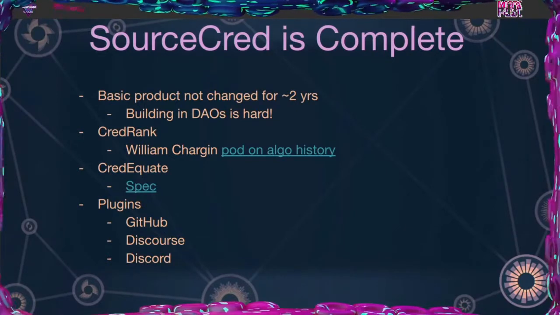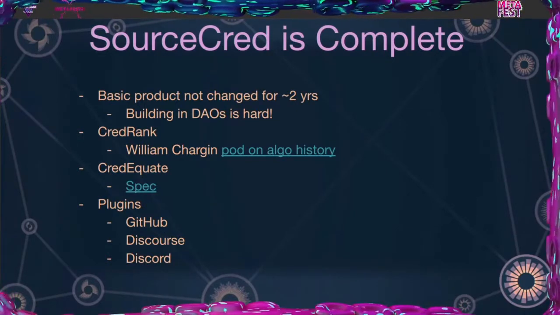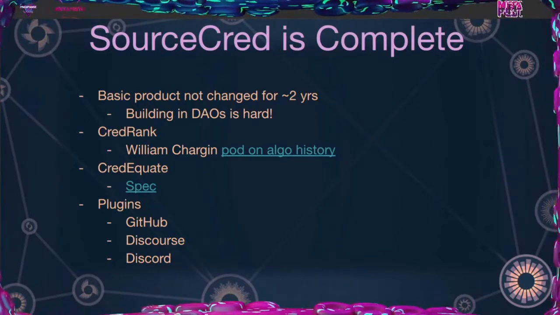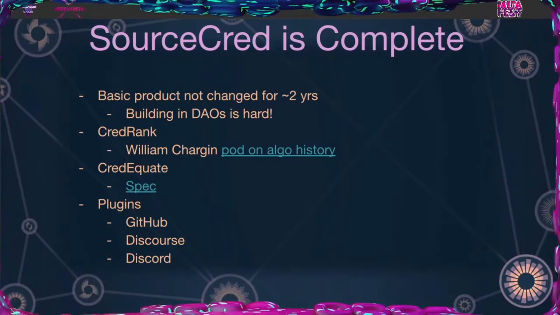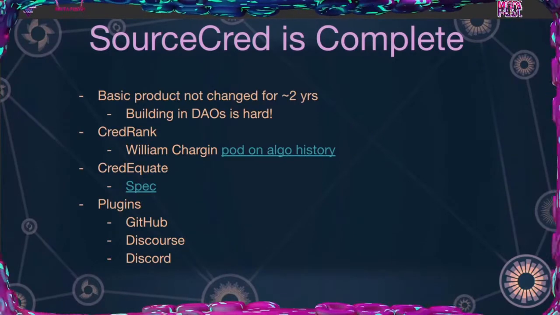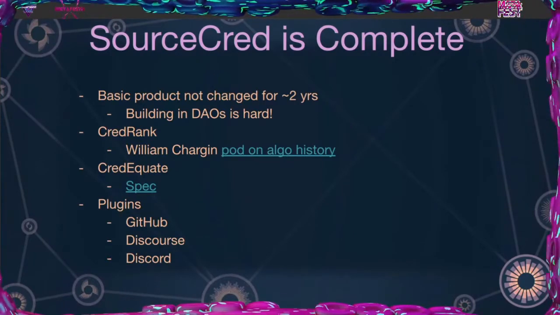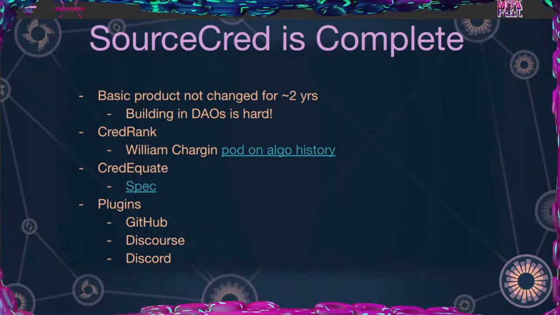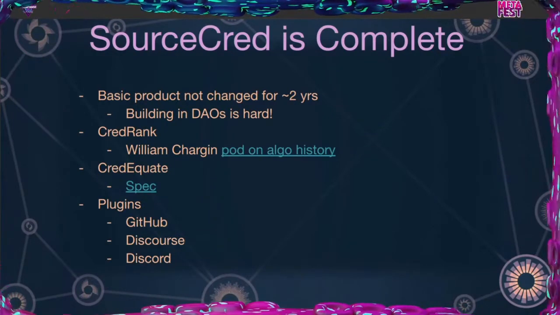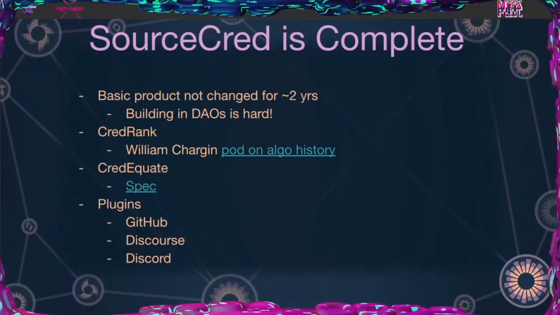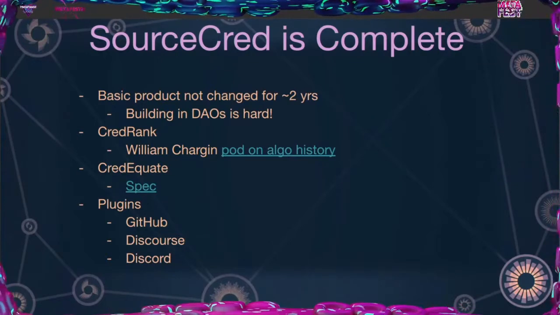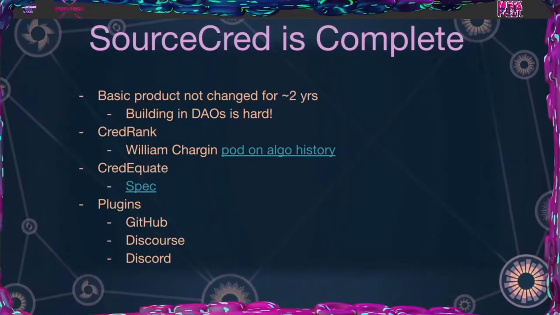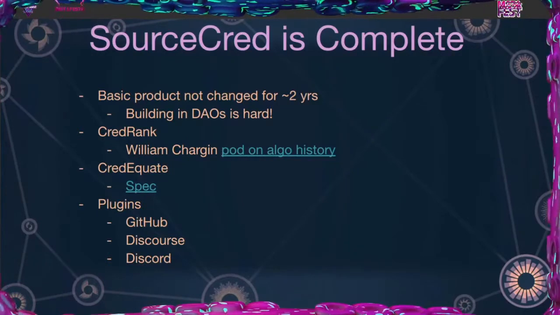And then CredRank was an evolutionary iteration of Timeline Cred that addressed some of the quirks in Timeline Cred, made it more performant, and just sort of generally hardened it. From what I've seen, I've not seen any major flaws in the incentive design in CredRank or anything like that. So that's a really solid piece of technology.